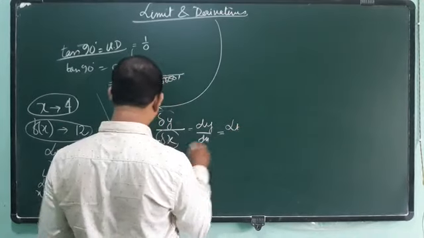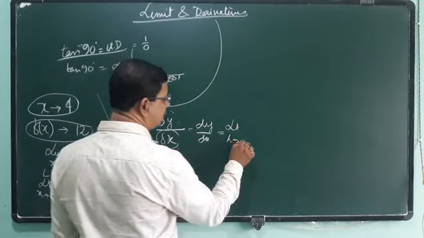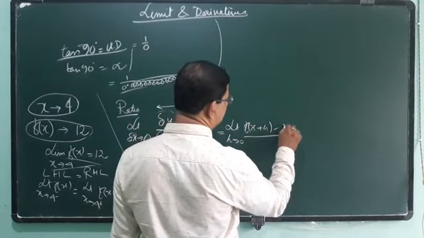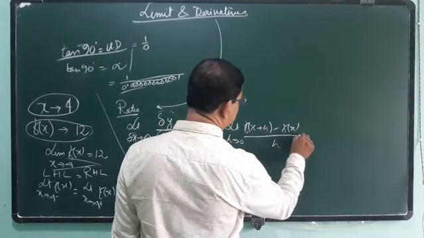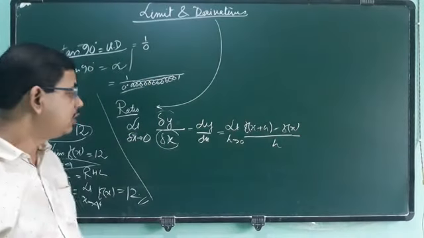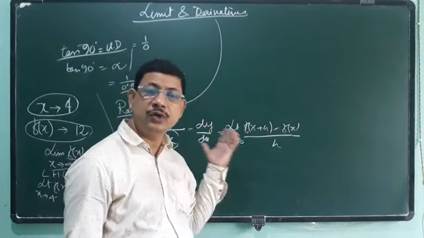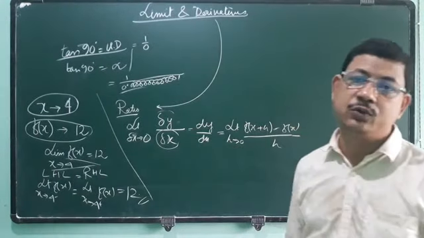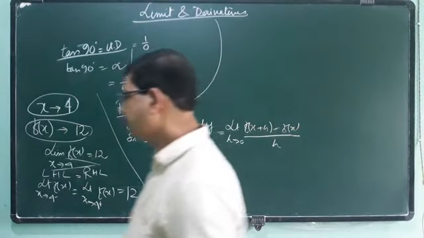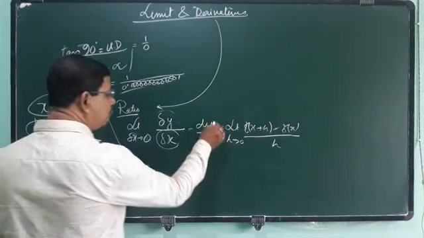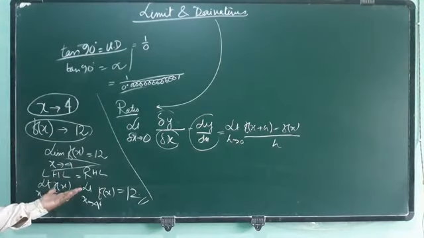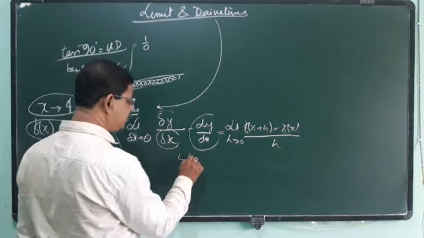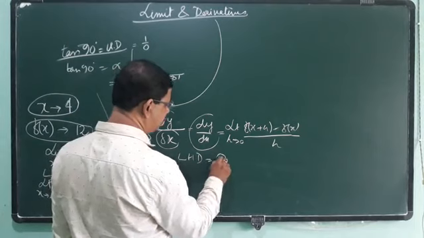In another form, if we take delta x as h, h tends to 0, f(x plus h) minus f(x) by h. This is the change in f(x), this is the change in h. So when we take this, it is our derivative of y with respect to x. The derivative will exist if the left hand limit is equal to the right hand limit. Derivative will exist if LHD is equal to RHD.